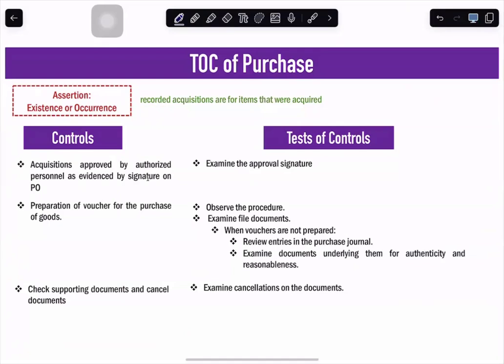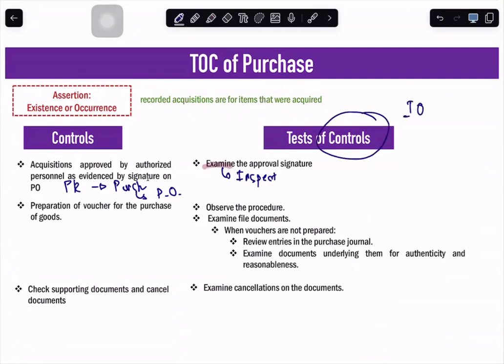If you still remember, from purchase requisition, this will go to your purchasing department, and the purchasing department must prepare a PO. Therefore, to check whether it was properly approved by the purchasing department by preparing the PO, you just need to examine the approval signature. And when we say examine, sorry, you inspect. Again, we are testing control, so it just goes around inspection, observation, and reperformance.